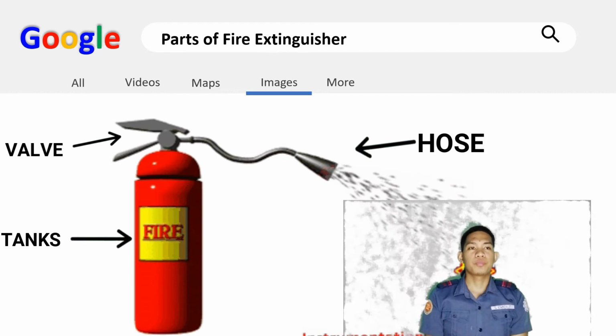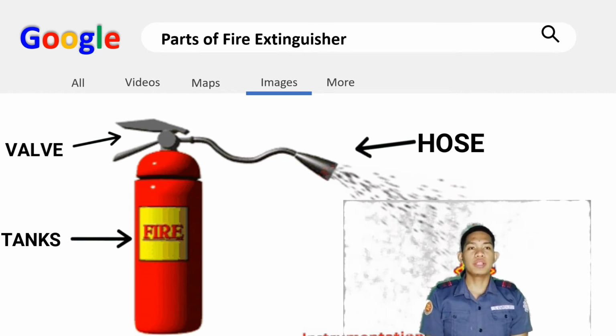a dip tube. In stored pressure fire extinguishers, we can also find a pressure gauge or pressure indicator. And the hose allows us to direct the flow of the extinguishing agent. It is a flexible pipe. It can only be found on fire extinguishers that are heavier than 3 kg.